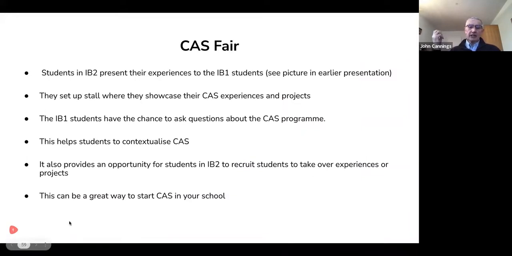One other thing which I think any school can do is have a CAS fair, where students in IB2 present their experiences to IB1, and they set up a stall where they showcase their CAS experience and projects. And the IB1 students have the chance to ask questions about the CAS program. This really helps the students to contextualize CAS in their own context. And it provides the opportunity for students in IB2 often to recruit students to take over experiences or projects they have. And this can be a great way to start CAS in your school.